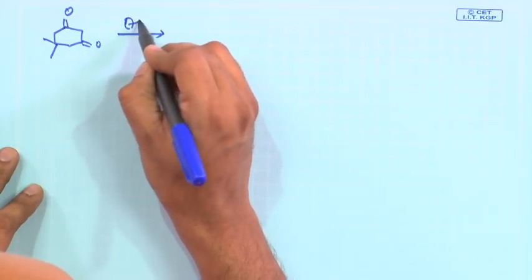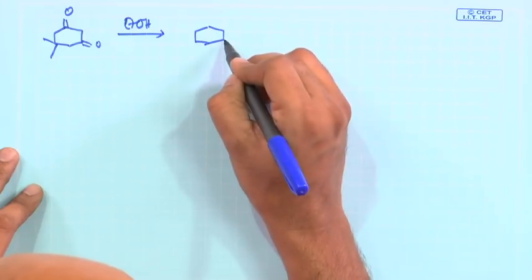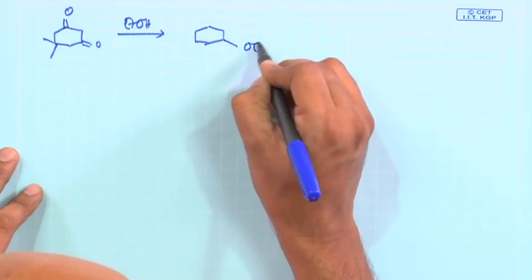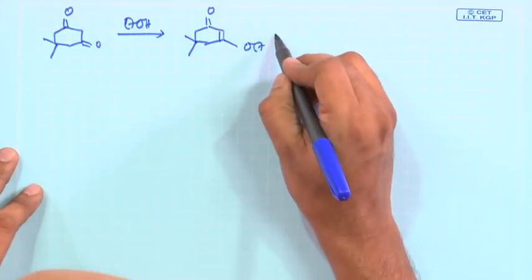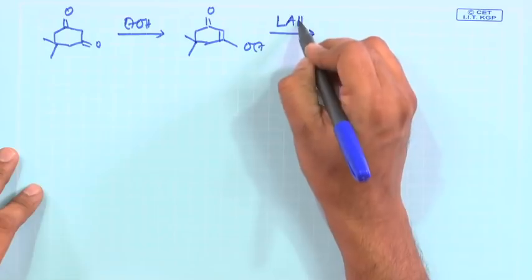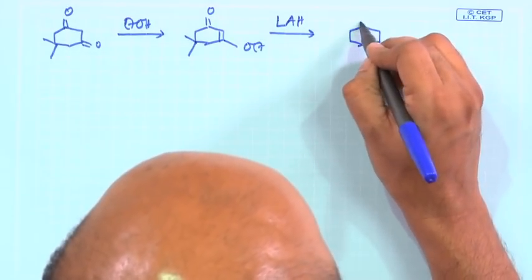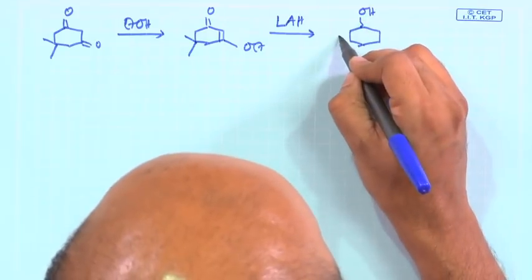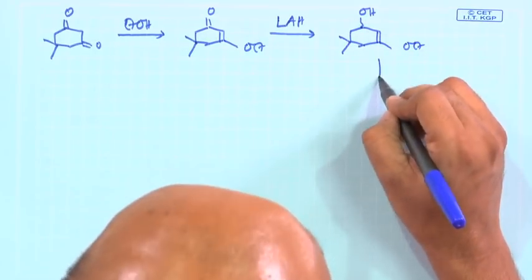Dimedone, when treated with ethanol, will instantly tautomerize and form the vinyl ether. This vinyl ether you react with lithium aluminum hydride. What will you get? You will basically get OH, OEt.